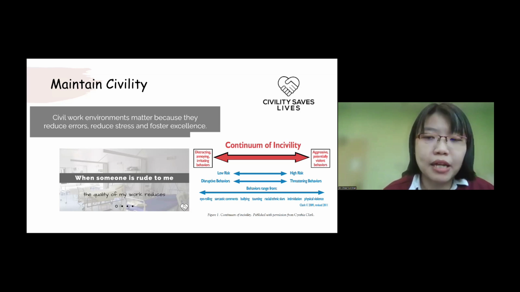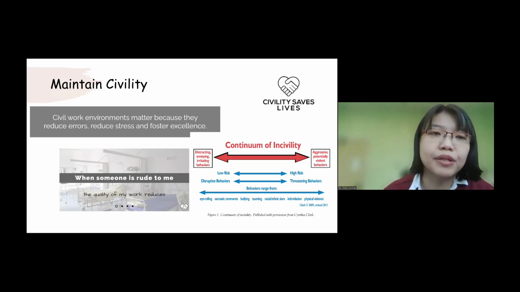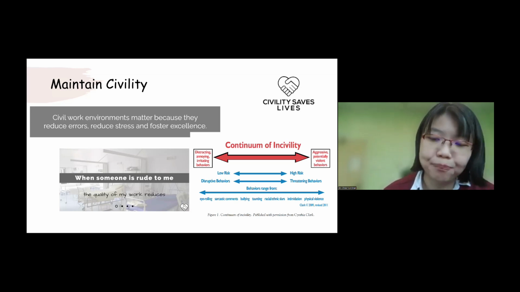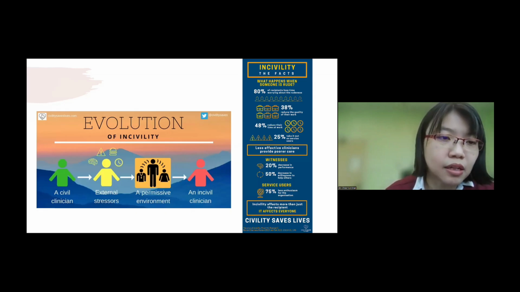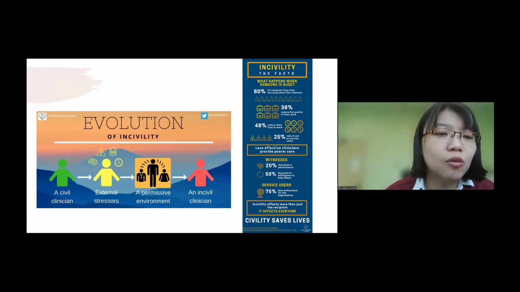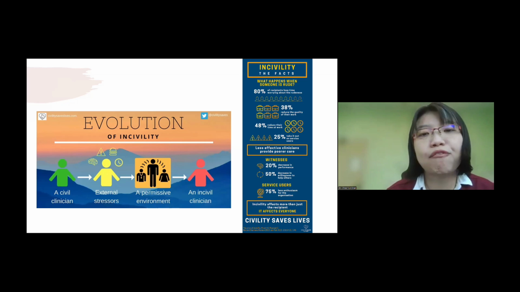And in my opinion, there is still a lack of emphasis on civility in our working culture and environment. We all need to realize that how we treat each other at work has an enormous impact on how the team performs. And we can only form an effective, high-performing team when we treat each other well. If you look at this, a civil clinician can evolve into an uncivil clinician with the presence of external stressors and also a permissive environment.